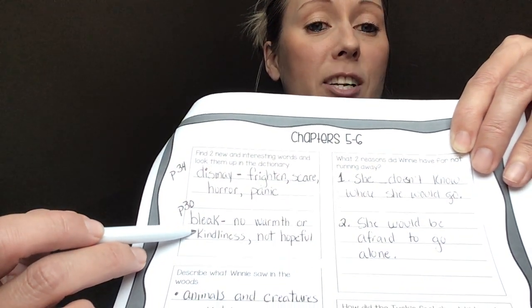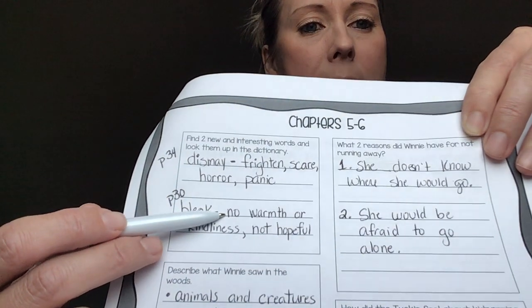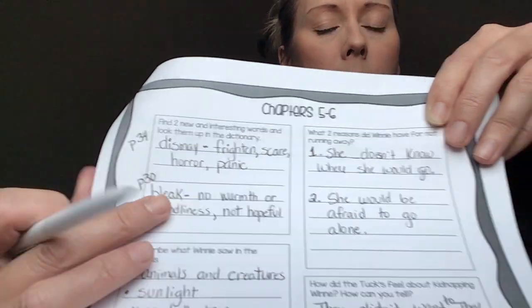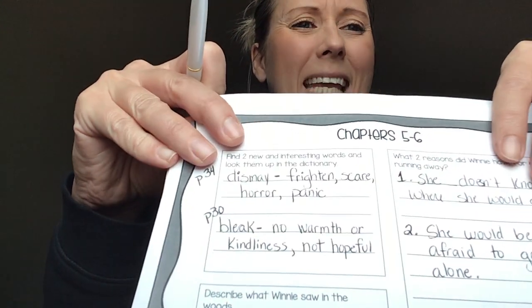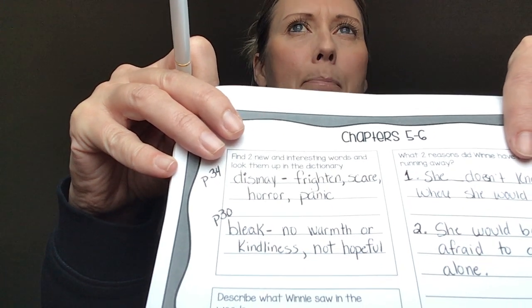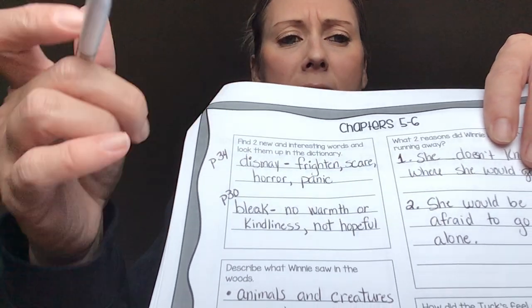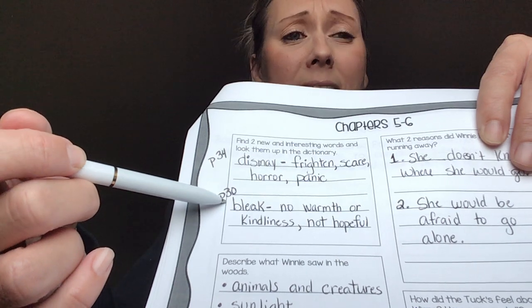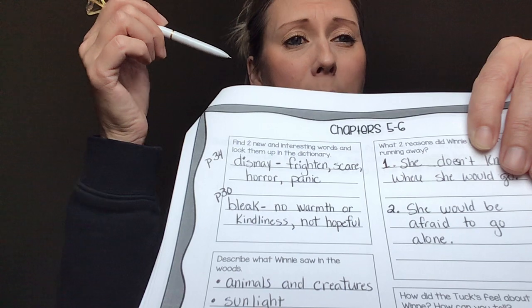The second one is actually from the first chapter we read, chapter 5, from page 30, bleak. This was at the end of chapter 5. Bleak means no warmth or kindliness, and you don't feel hopeful. A bleak day would be like a gray day, no sunshine, maybe looks like it might rain. It's just not a very sunshiny day. But a person can have a bleak look on their face, no warmth, not hopeful about anything.